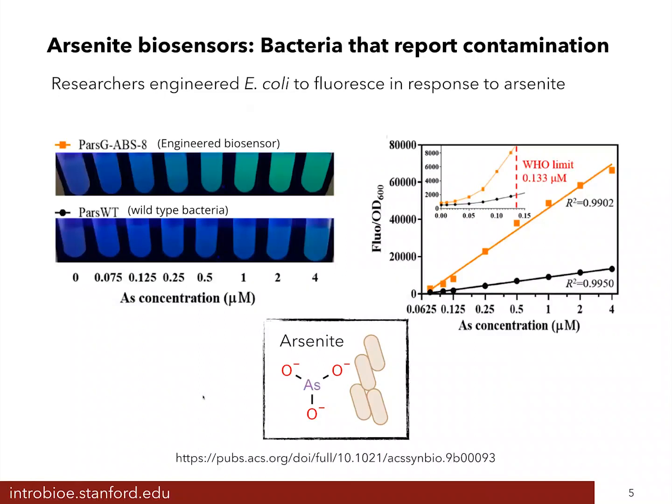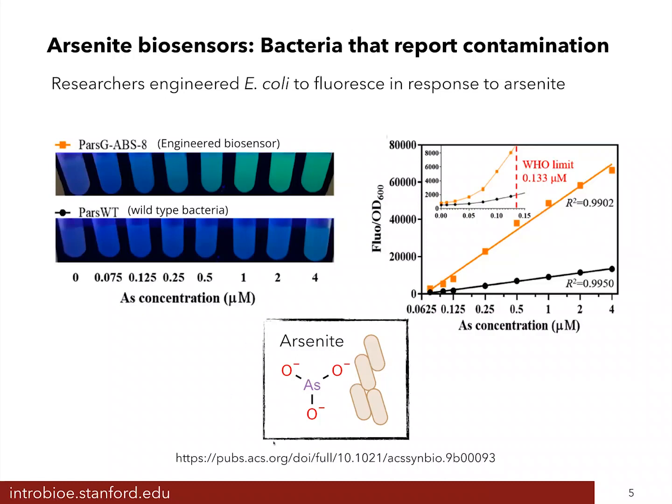What if we have bacteria that report contamination by turning fluorescent green? These bacteria have been engineered by people, so this is actually something that people have made. On this part of the slide, you can see a strain engineered to sense arsenic in their water, and they turn this fluorescent green color, whereas the wild-type bacteria do not.